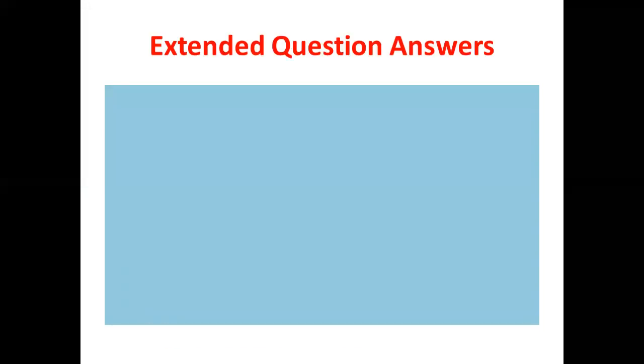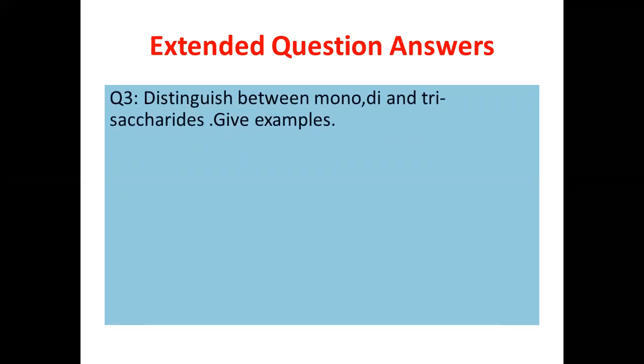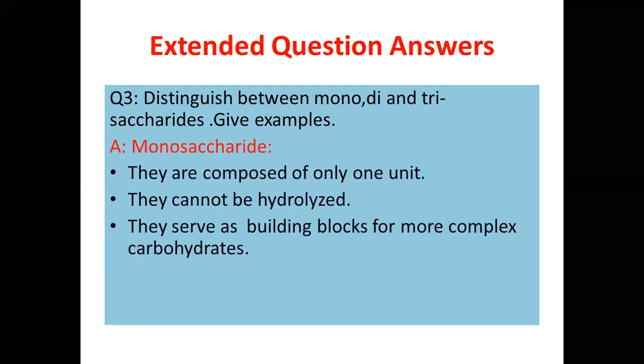Extended question answers, chapter number 13. Question number 3. Distinguish between mono, di, and trisaccharides. Give examples. So monosaccharides, as you know, are composed of only one unit. They cannot be hydrolyzed because they are already made up of simple units, so they cannot be further hydrolyzed. They serve as building blocks for more complex carbohydrates.